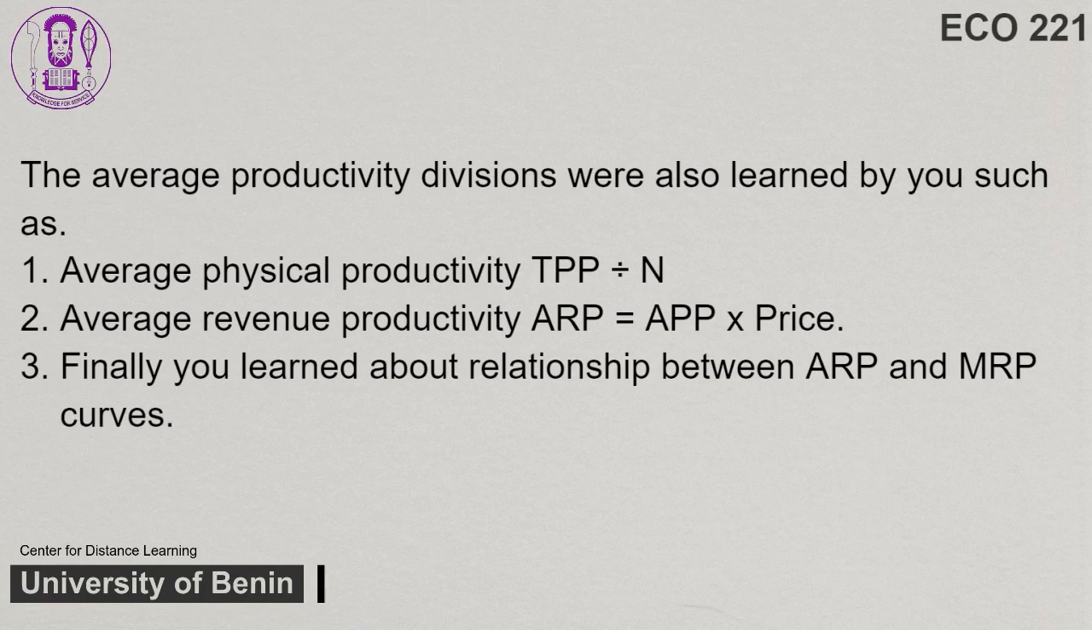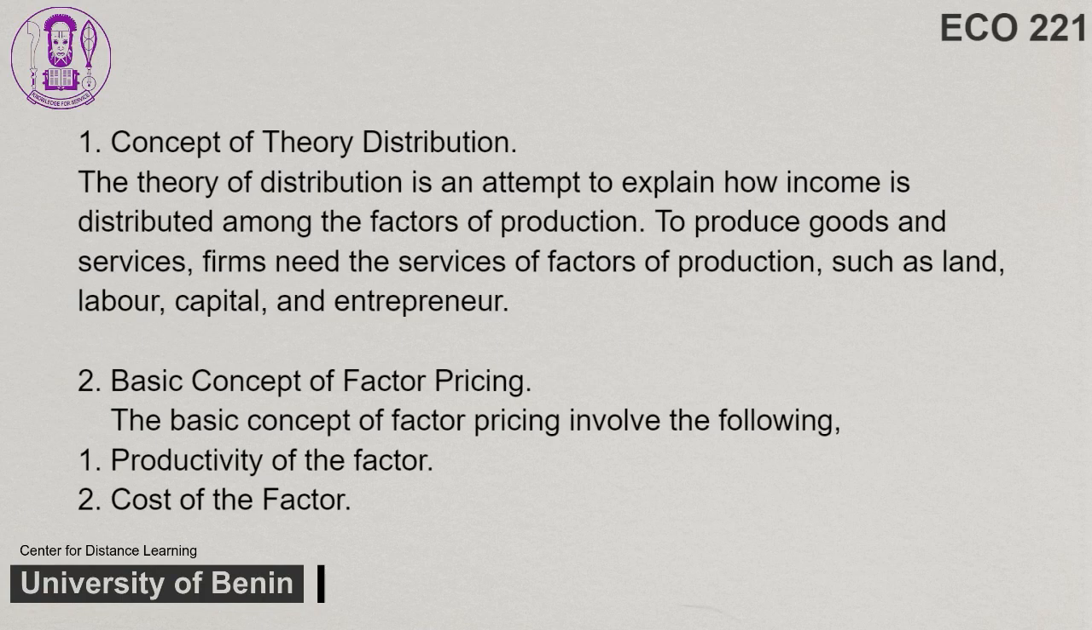Summary for study session 6. In this study session, please note the following. 1. Concept of theory of distribution. The theory of distribution is an attempt to explain how income is distributed among the factors of production. To produce goods and services, firms need the services of factors of production, such as land, labor, capital, and entrepreneur.